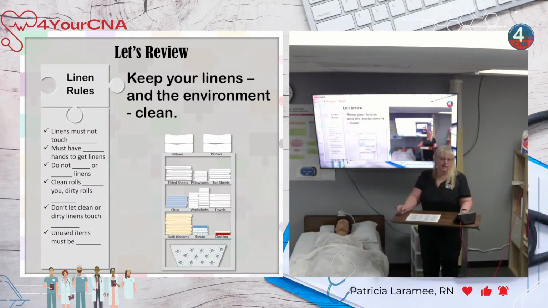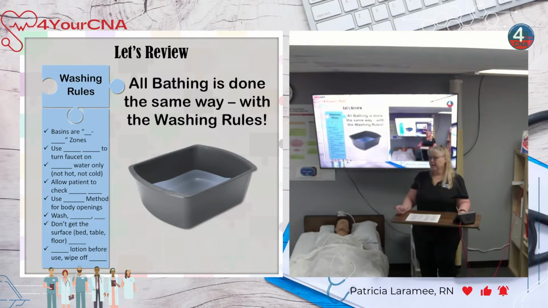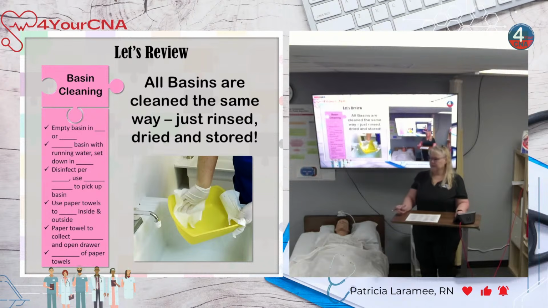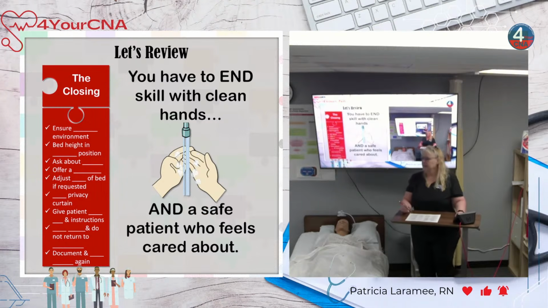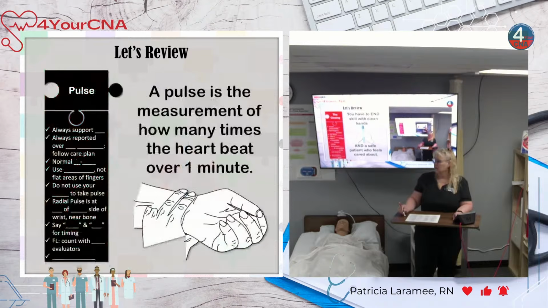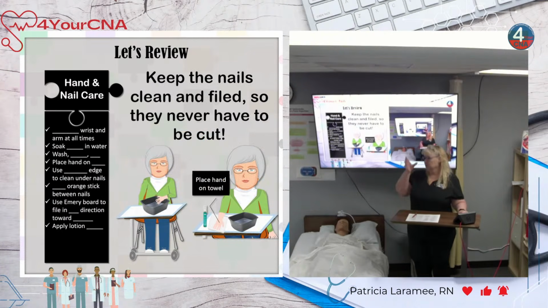Linen rolls. Nothing can touch the floor except feet, right? Nothing goes on the floor. Patients should always be where in the bed? In the middle of the bed. Anytime we get water, we check it and the patient checks it. Basin cleaning, rinse it, dry it, store it. Shoe rules. How do we know a gait belt is tight enough? 4 fingers. And during the closing, the bed must be in what position? The lowest position. Pulse normal is 60 to 100. Don't use your thumb. Dressing a resident, undress strong arm first, dress weak arm first.